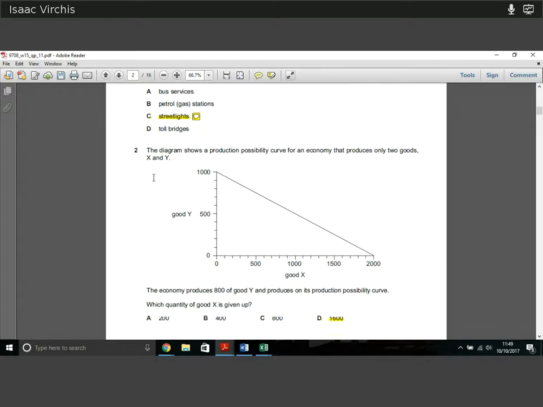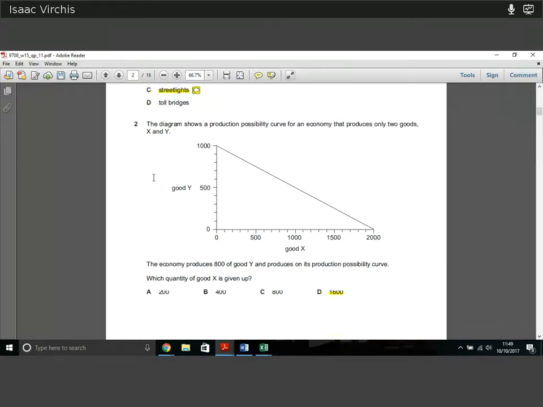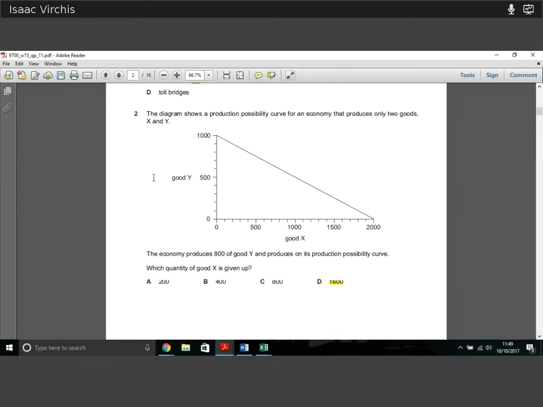Moving on to question two. We have a nice PPF diagram, where the economy produces 800 Y on its PPF. So it's producing over 800 Y. And then if you trace along, you get to about 400 of good X, so that's what they're producing. And it's asking what quantity of good X they can have.